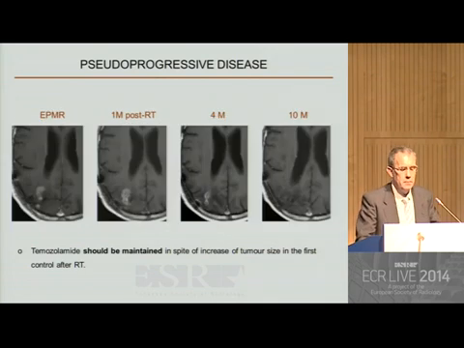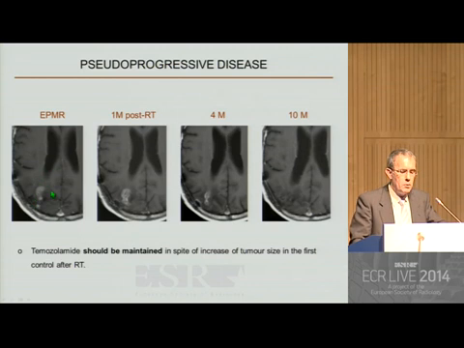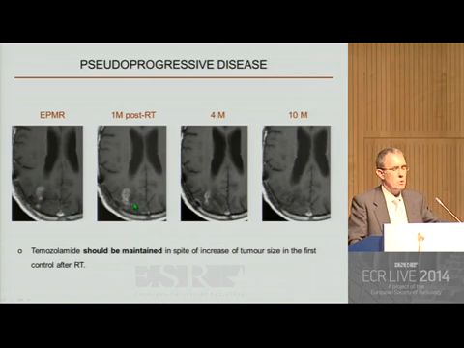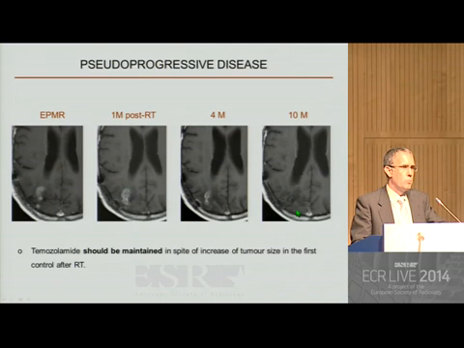Another example, the MR exam, a small nodule in the parieto-occipital area. 1 month after radiotherapy, the tumor has increased in size. We must wait with the same treatment, and in the next control, there is a partial response and even a complete response of the tumor.